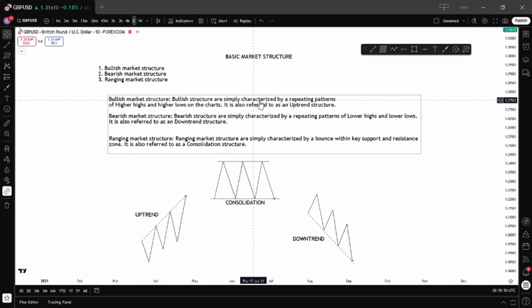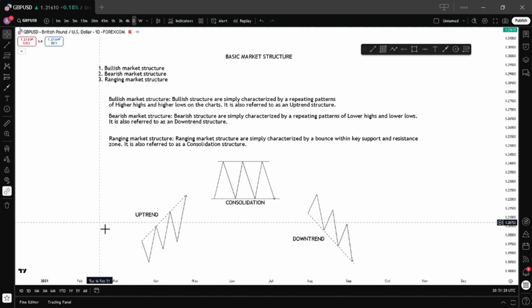The bullish market structure is simply characterized by a repeating pattern of higher highs and higher lows on the chart. This is also referred to as an uptrend structure. The bearish structure is simply characterized by a repeating pattern of lower highs and lower lows. This is also referred to as a downtrend structure. Then for the last one, the ranging market structure is simply characterized by a bounce within key support and resistance zones. It is also referred to as a consolidation structure.